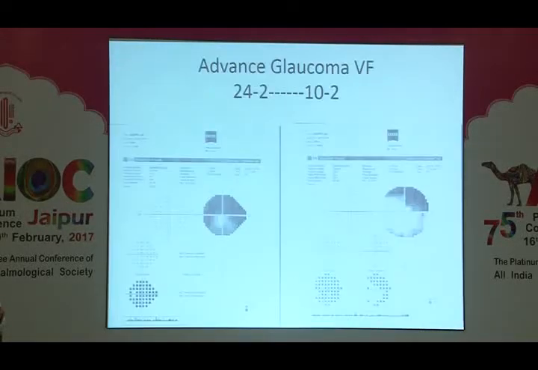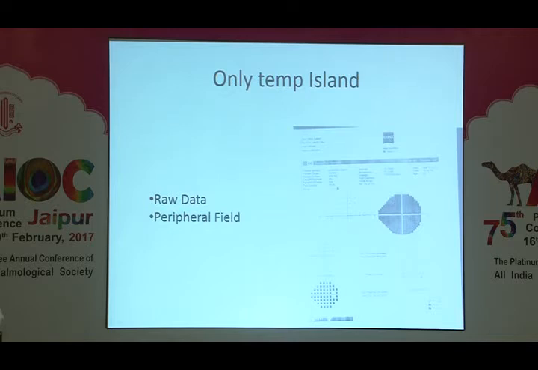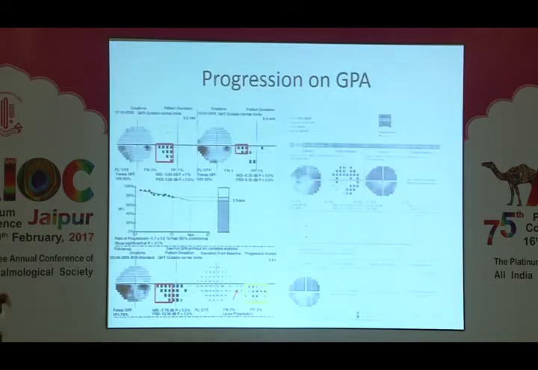So this is 24-2 to 10-2. If you look at it, just the central points are enhanced. This is from 10-2 to macula. Then finally, this raw data and progression analysis.